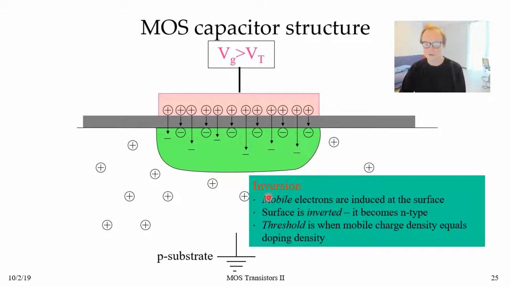And in inversion, the mobile electrons, which are indicated by these bubbles here, are induced at the surface, and the surface is inverted. It starts as P-type, but now becomes effectively N-type with mobile electrons. And the threshold is when this mobile charge density is equal to the doping density. That's another definition of threshold voltage; there are many different ones. And this happens when the gate to source voltage is bigger than the threshold voltage.